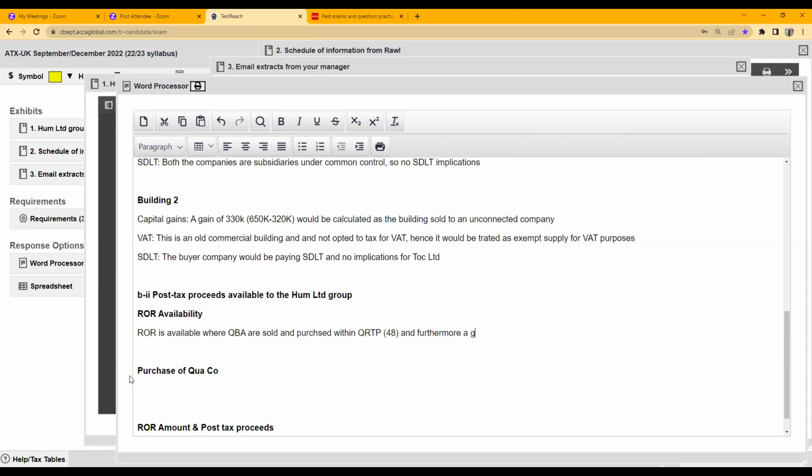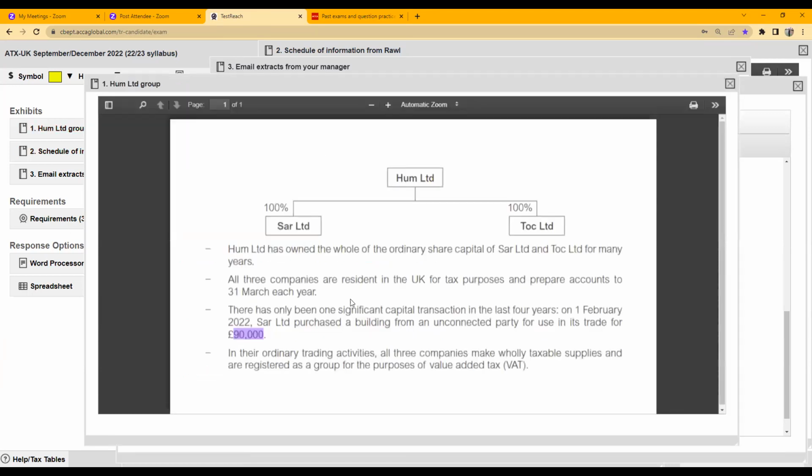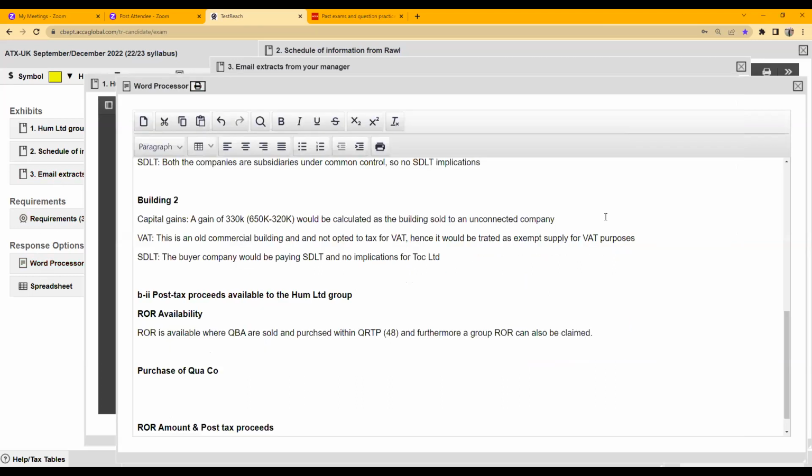And furthermore, a group rollover relief can also be claimed. Why am I writing this point? Because at the very start of the introduction, it was mentioned that one of the group companies, SAR Limited, purchased an asset for trading activities, and the other company in the group is disposing of the asset. So that is the reason I have mentioned this generic point over here. And furthermore, a group rollover relief can be claimed if group companies disposed of and purchased the asset.